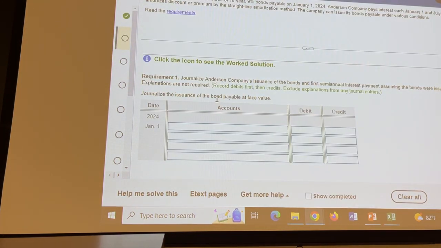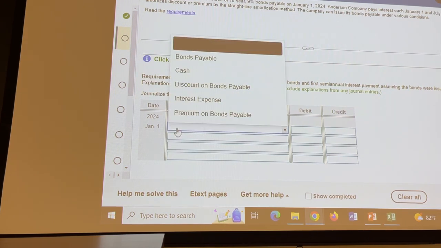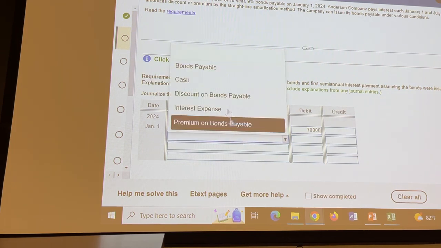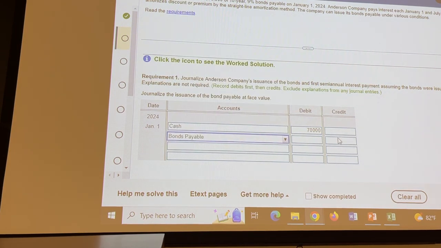Okay, next problem deals with bonds. So first of all, we're going to issue the bonds at their face value. So we'll take in cash, and the problem tells us that the issue is for $70,000. And we credit bonds payable. So that should be all there is to that.